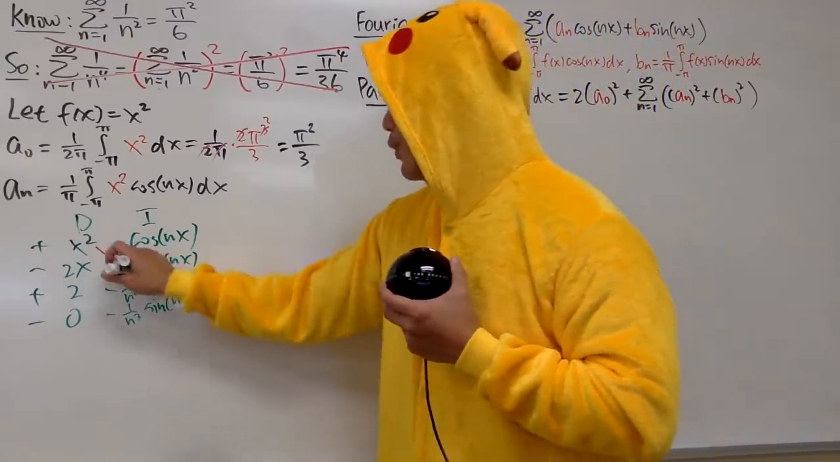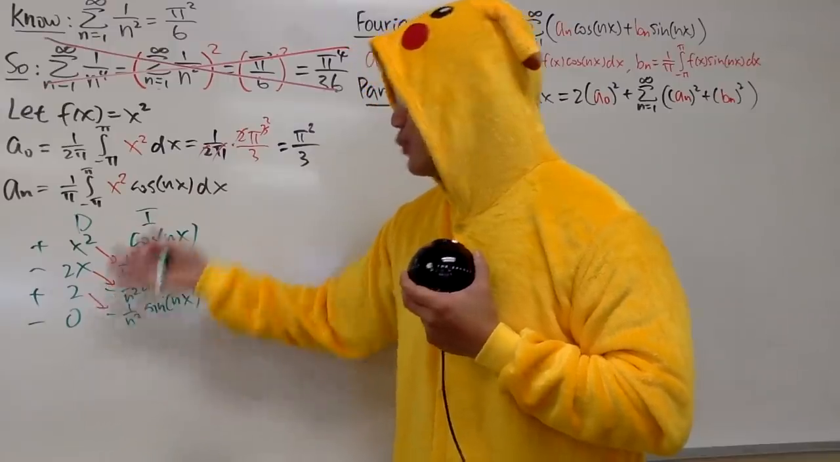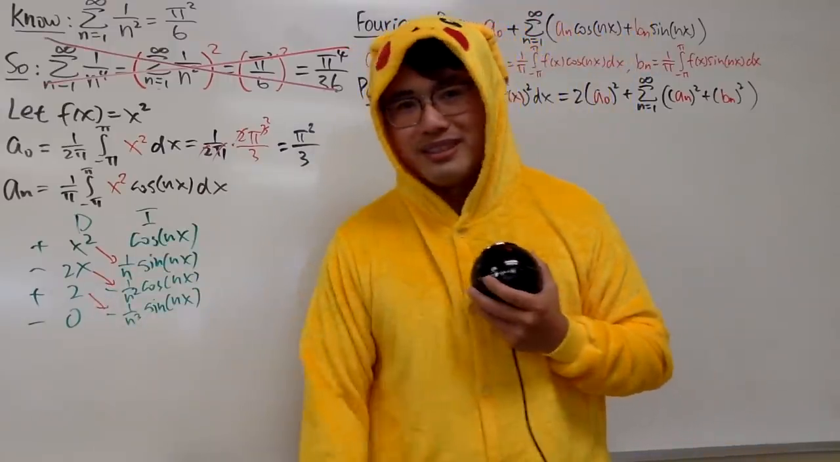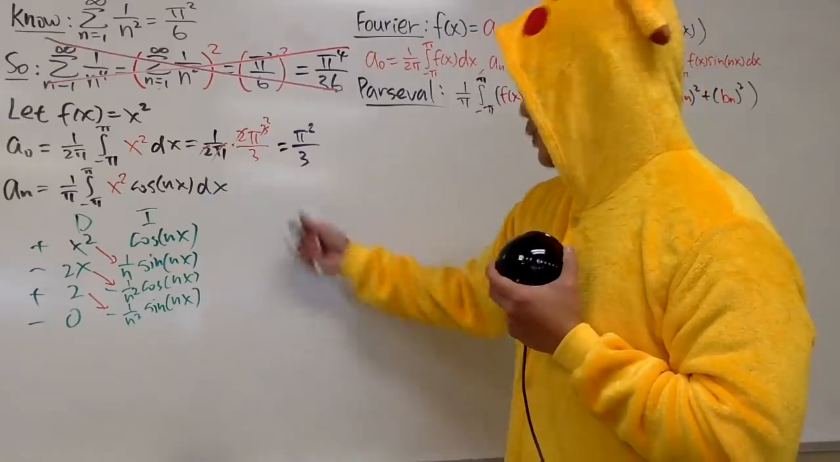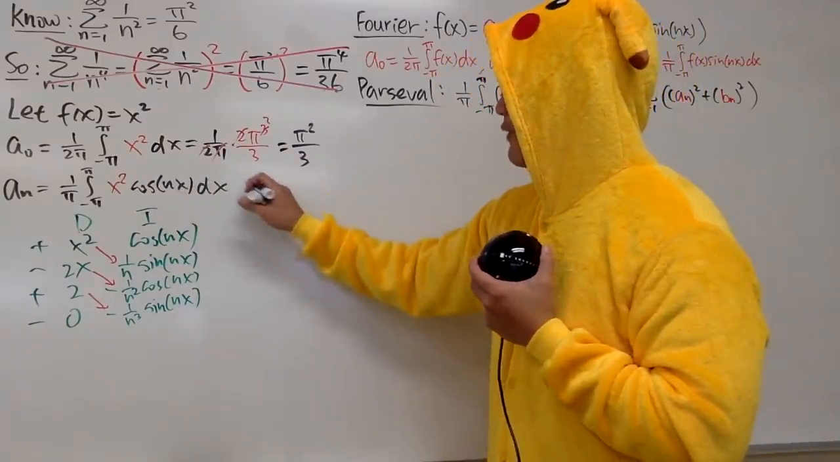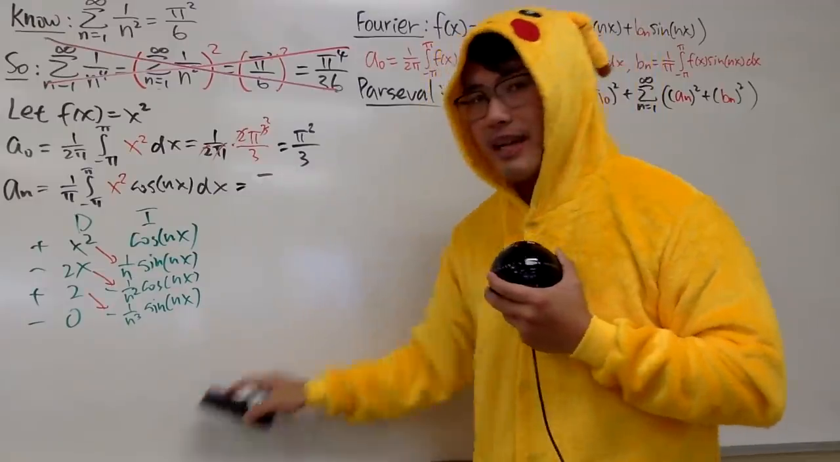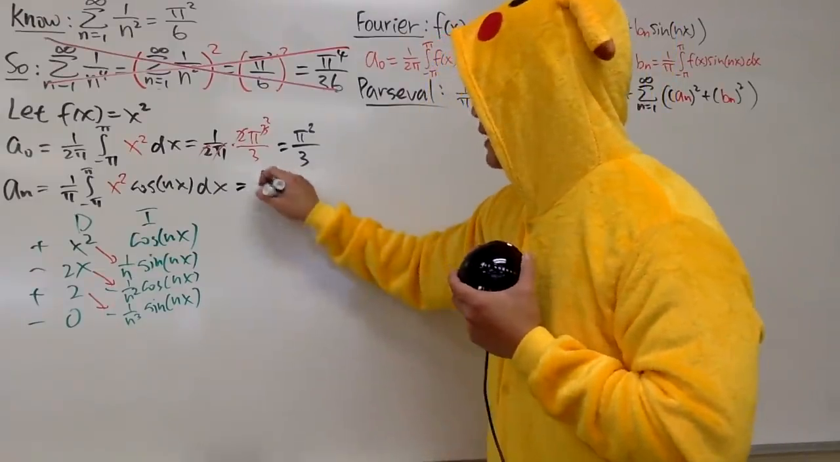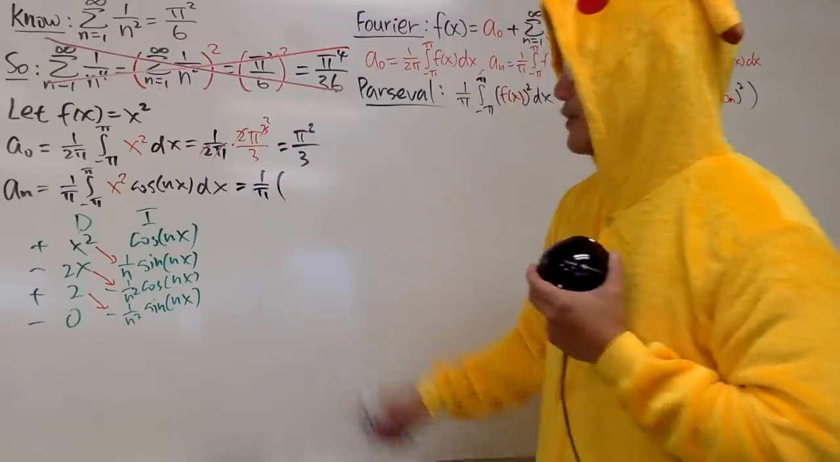And now, of course, this times this, this times this, this times this, we have the answers already, thanks to the 0 in the d column. Okay, so let's see what we get from here. Well, all the way in the front, we have 1 over pi, so let's just put that down right here. And then we will put down a parenthesis for the result of the integration.